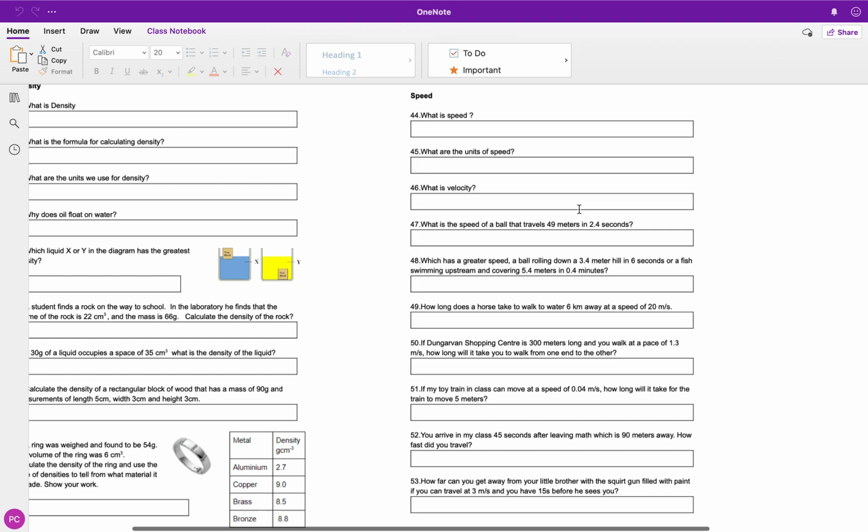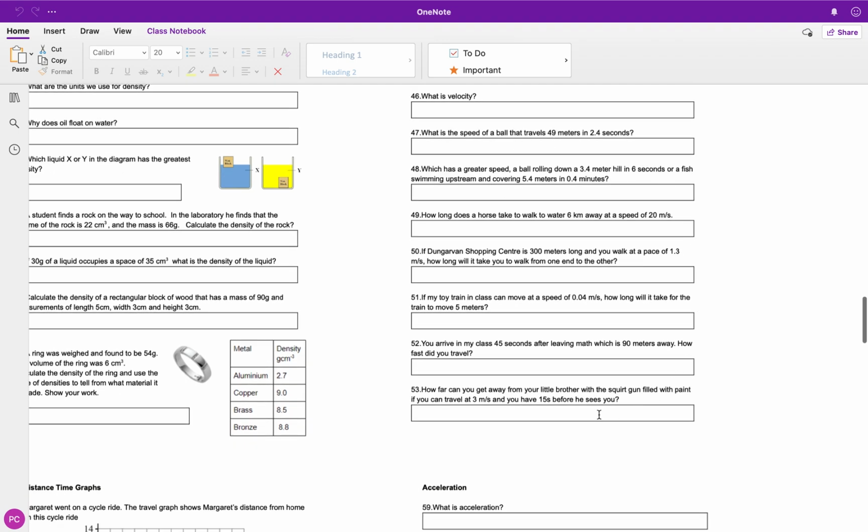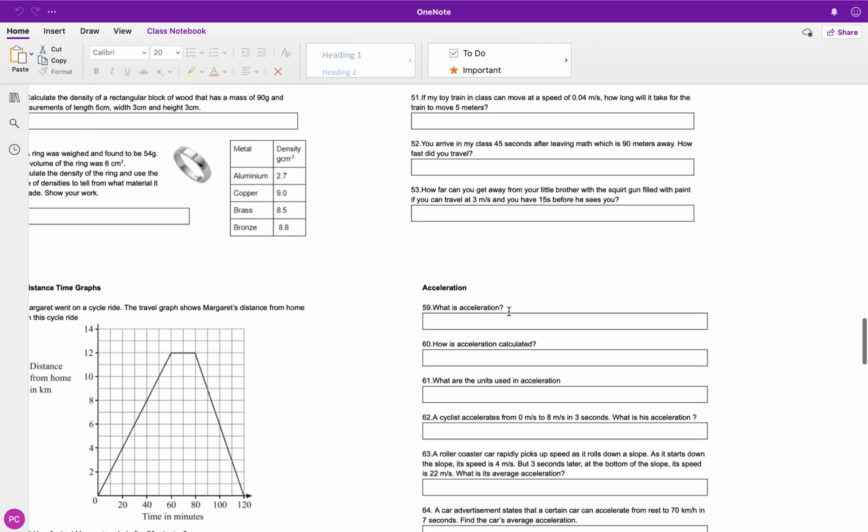Speed the same. A lot of definitions straight from the notes, and then a couple of questions using the formula to see can you work out the speed that something is traveling. There's also ones there, how fast did you travel, how long will it take. So you're going to mess around with the formula to try and work out a few of these questions here.